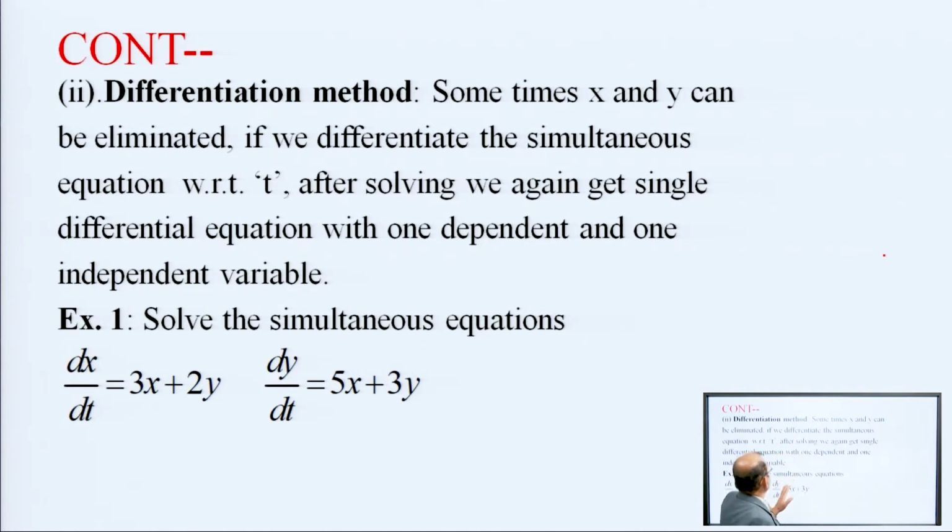Differentiation method. The second method: we have simultaneous differential equations. We differentiate the simultaneous equations. Sometimes x and y can be eliminated if we differentiate the simultaneous equations with respect to t. After solving, we again get a single differential equation with one dependent variable and one independent variable.